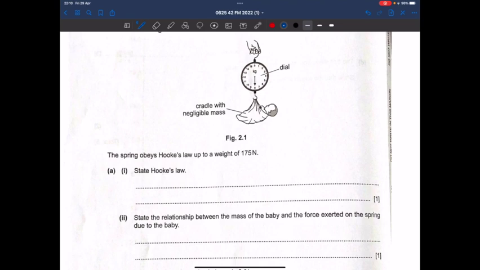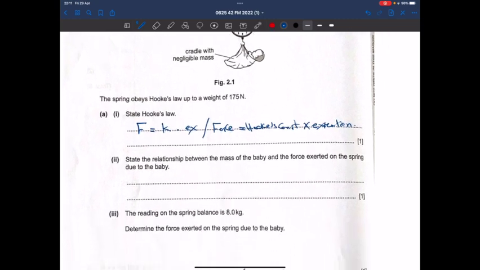You know Hooke's law, as a statement, I could write F equal to K, Hooke's constant, times X, the extension. But I prefer to write it in words. It will be much better, like the force equal to Hooke's constant times the extension. Anyway, whatever the way you write it, it could be correct.